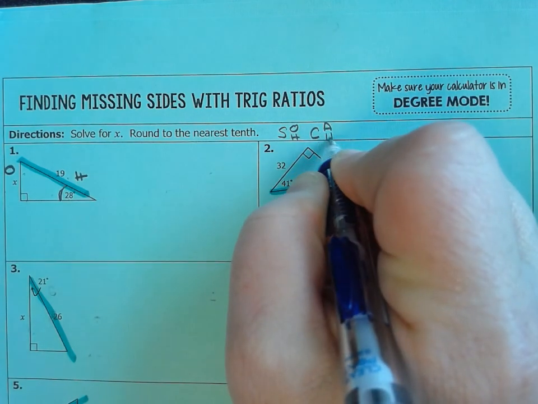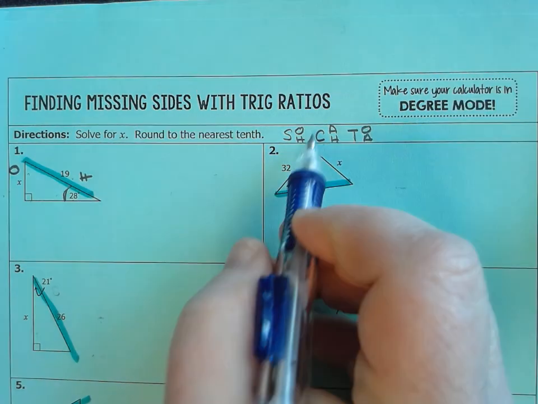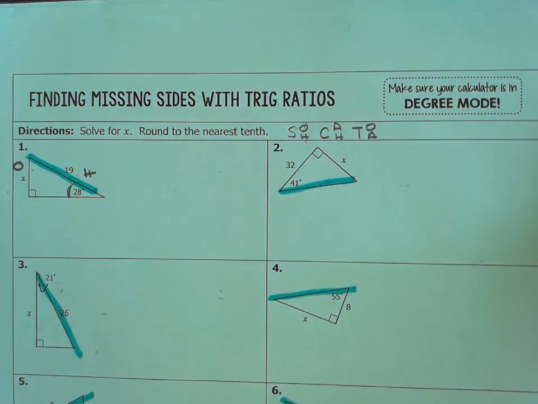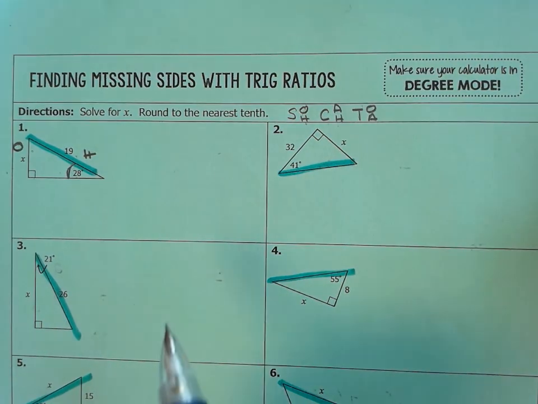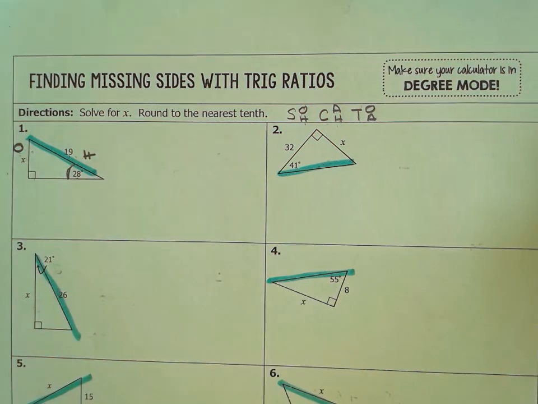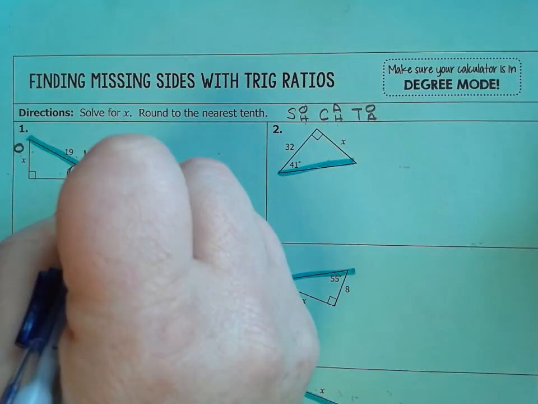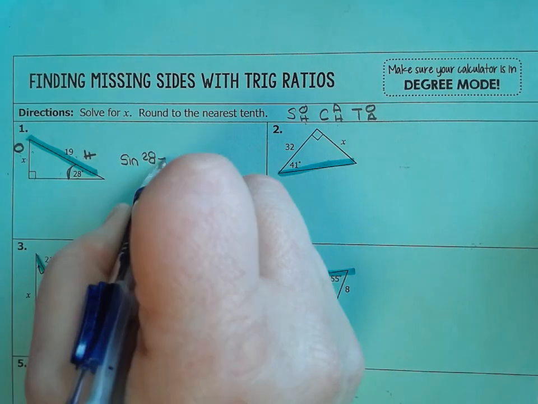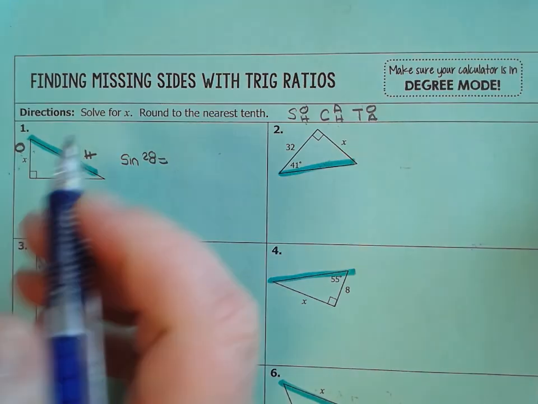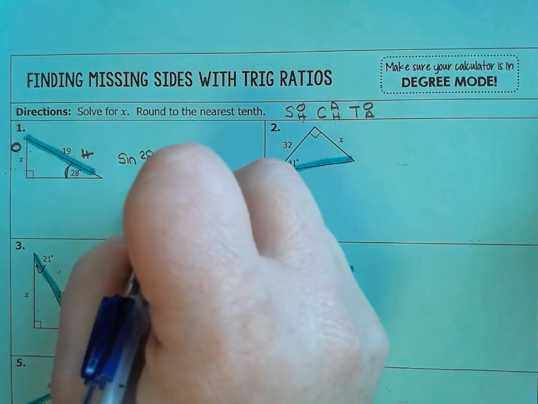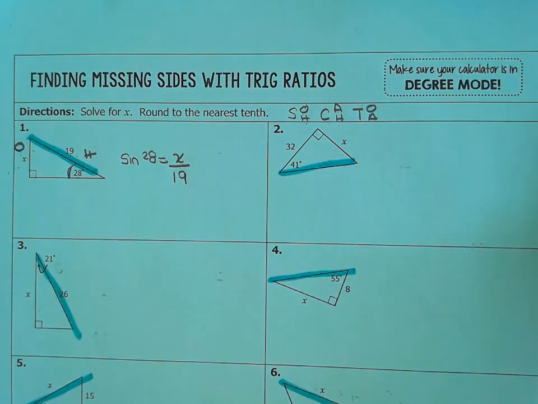And remember, you have to set up your ratio exactly like this. Opposite over hypotenuse, adjacent over hypotenuse, and opposite over adjacent. And so here, which trig ratio uses opposite over hypotenuse? Is it sine, cosine, or tangent? Sine. So I say, well, I know that the sine of 28 degrees is equal to the opposite side, which we don't know what that is, divided by the hypotenuse, which we know is 19.